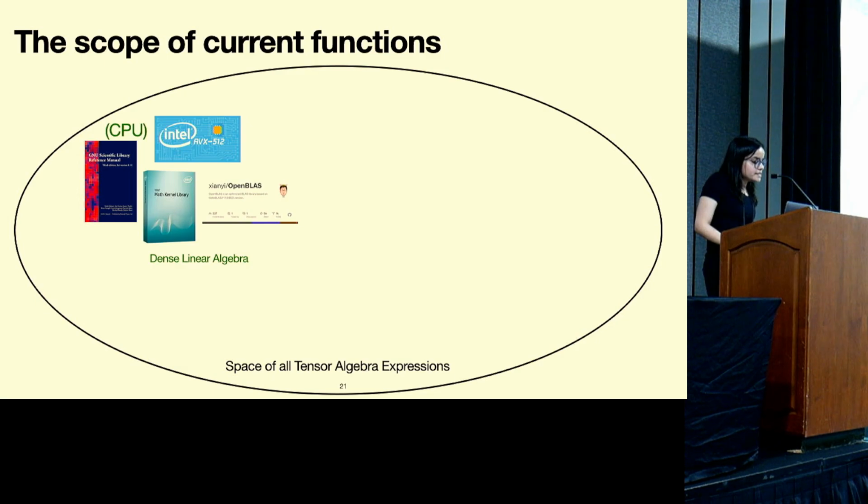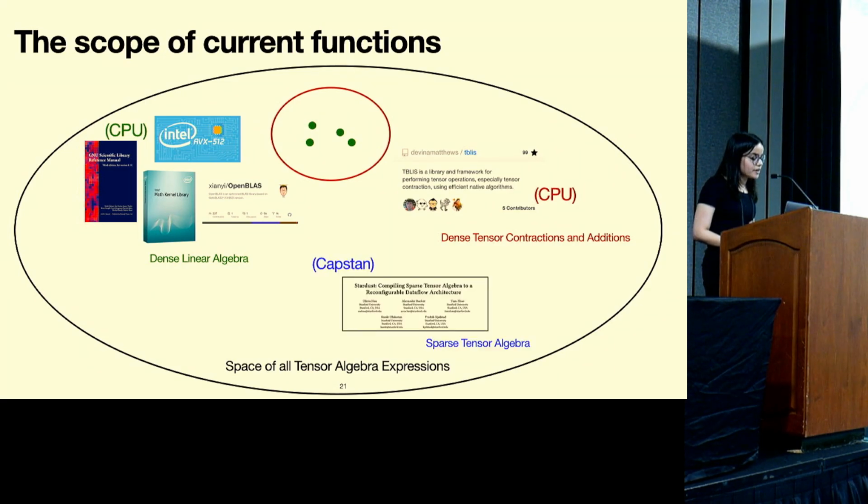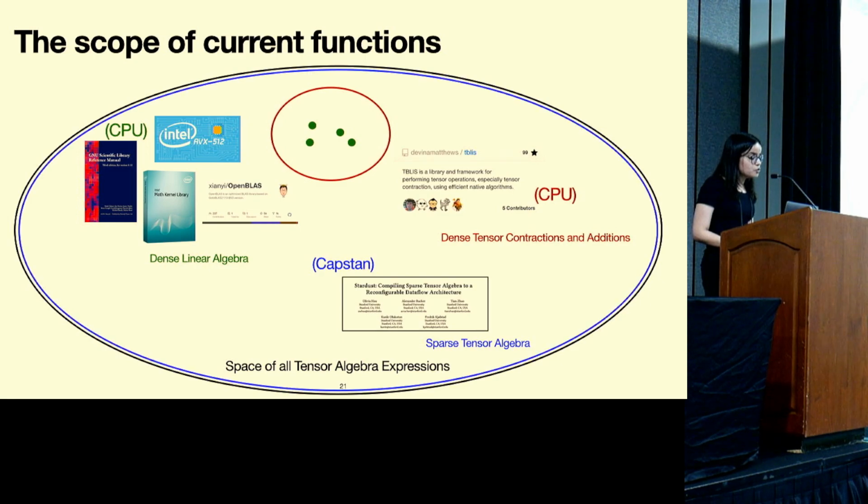So there are libraries like MKL and BLAS, which target dense linear algebra for a fixed number of expressions. So you can really think about these libraries as picking out points in the space of tensor algebra expressions. Meanwhile, there are other external systems like TBLIS that can perform dense tensor contractions and additions. So they can really carve out this infinite subset within the space of tensor algebra expressions. And finally, there are compilers like Stardust that can compute all of tensor algebra. So there's this huge variety even in the scope of all of these functions.